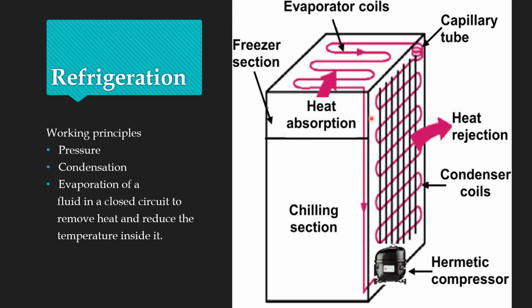So the fridge maintains the temperature by this type of cycle: pressure, condensation, and evaporation of a fluid in a closed circuit to remove heat and reduce the temperature inside. This is the circuit we can see in the domestic fridge.